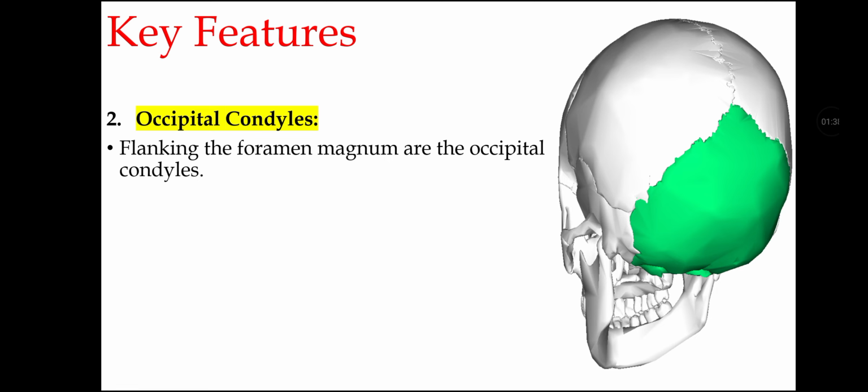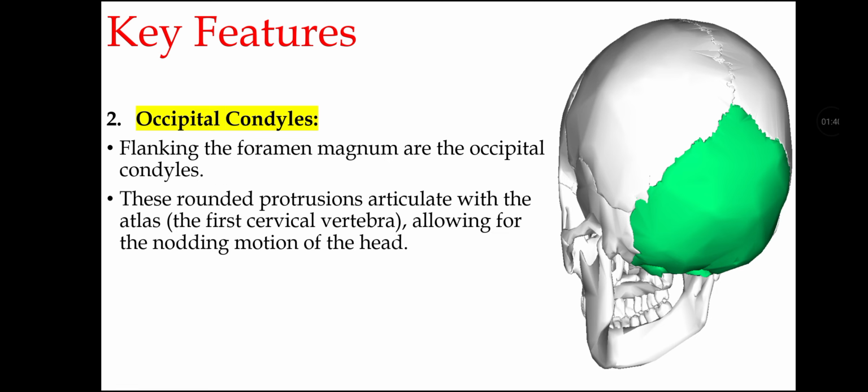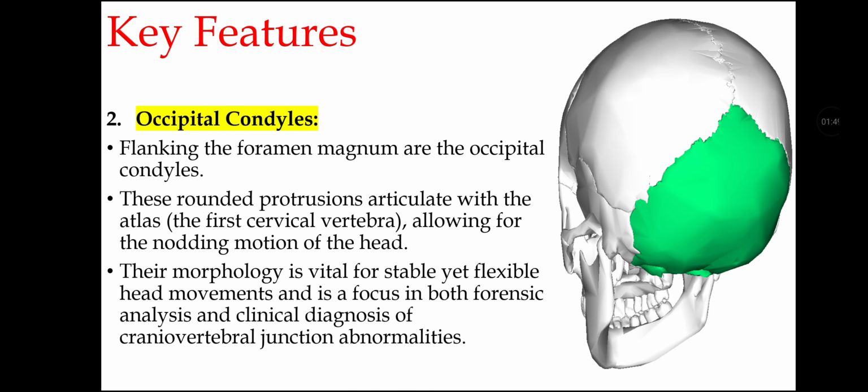The second key feature is the occipital condyles, flanking the foramen magnum. These rounded protrusions articulate with the atlas, that is the first cervical vertebra, allowing for the nodding motion of the head. This morphology is vital for stable yet flexible head movements and is a focus in both forensic analysis and clinical diagnosis of craniovertebral junction abnormalities.